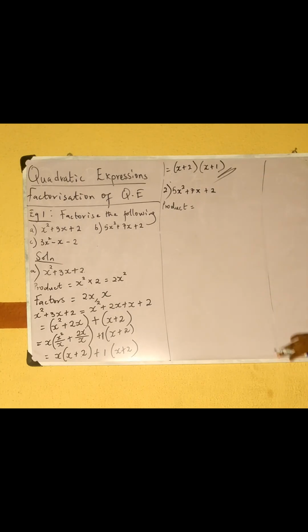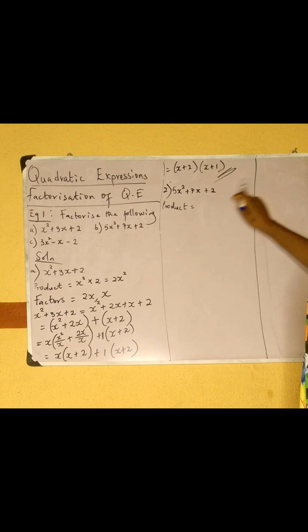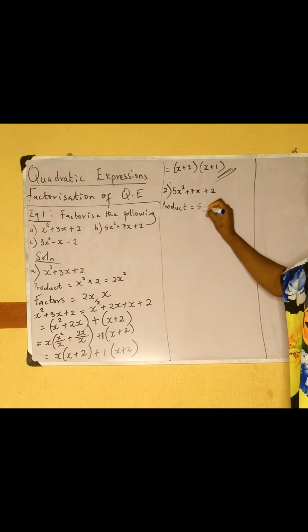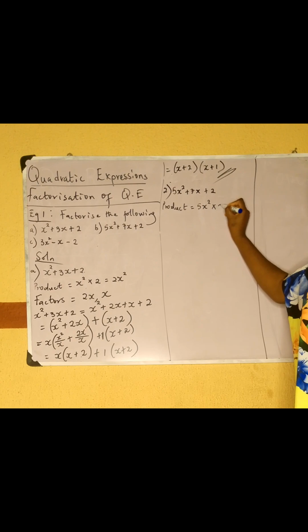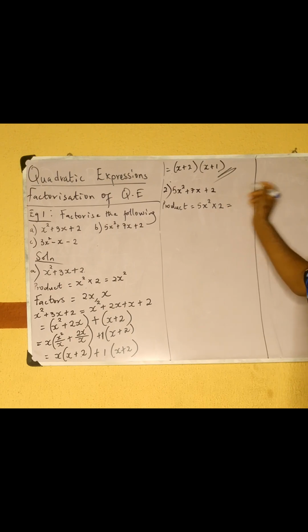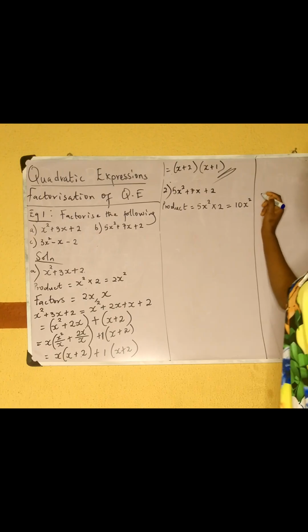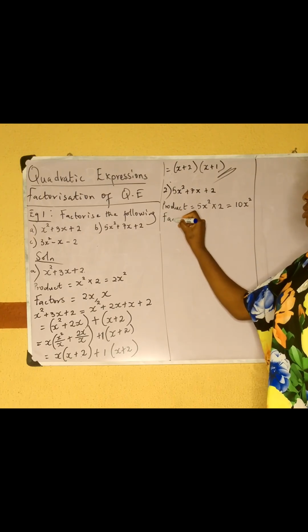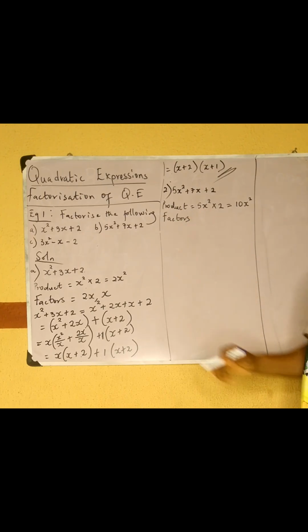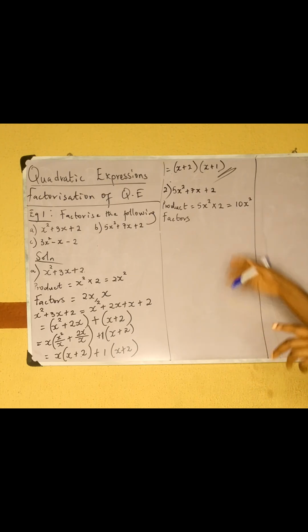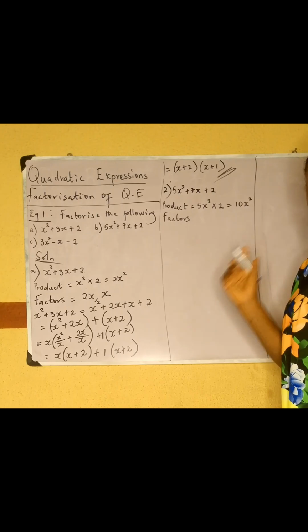We are looking for the two things that when we are going to be multiplying the first term and the last term. So I'm doing 5s squared times 2. So 5 times 2 is 10, then the s squared, right? Then we are looking for the factors. We are looking for two numbers that when we multiply, we'll get 10s squared. So now the possibilities. Remember, the two things should have s.